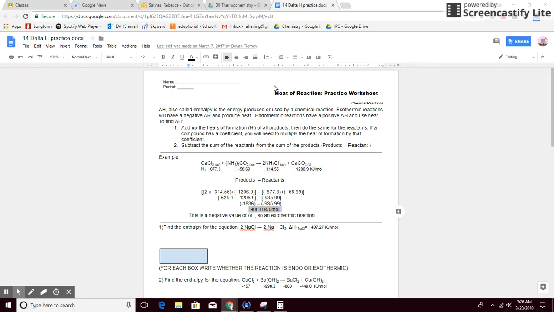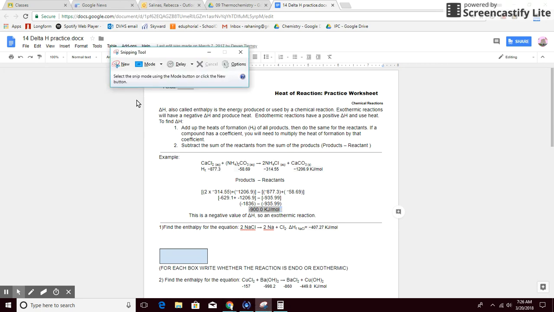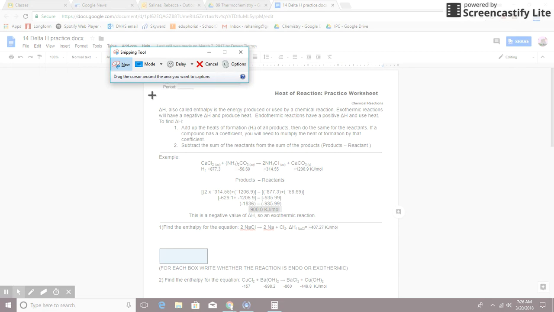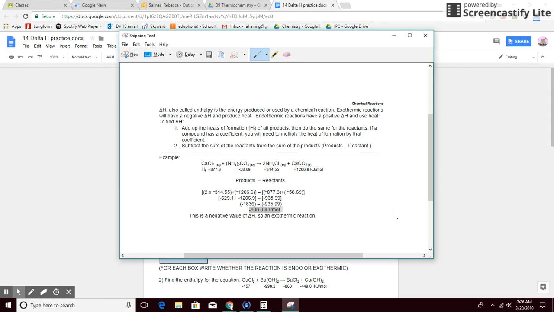So I have left this worksheet for you called heat of reaction. There's a word for heat of reaction, and that word is enthalpy. Now let me grab a screenshot of this so I can make some notes on this top part. So enthalpy means the heat of the reaction. Its symbol is delta H. Since it's got this little triangle delta, you know that means a change, just like when we did delta T. So a change in energy is called enthalpy.